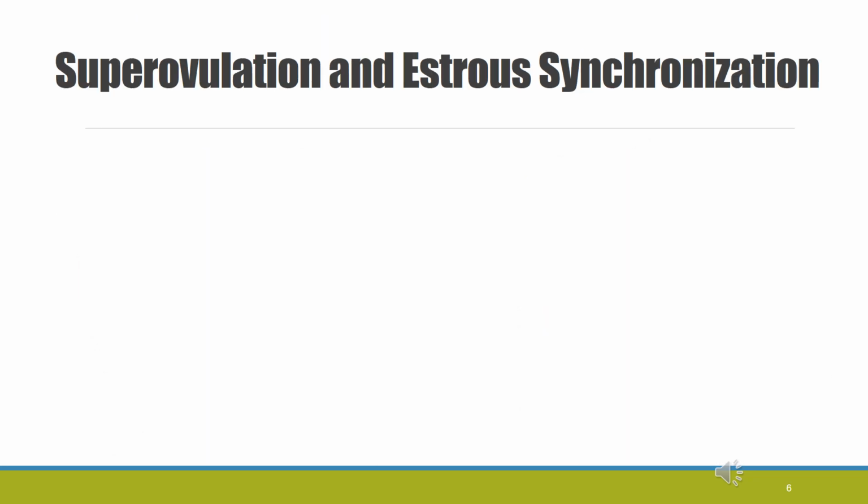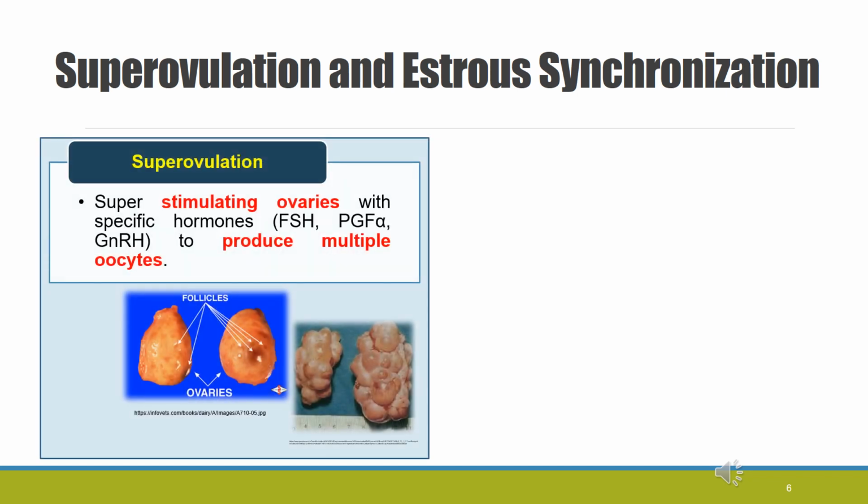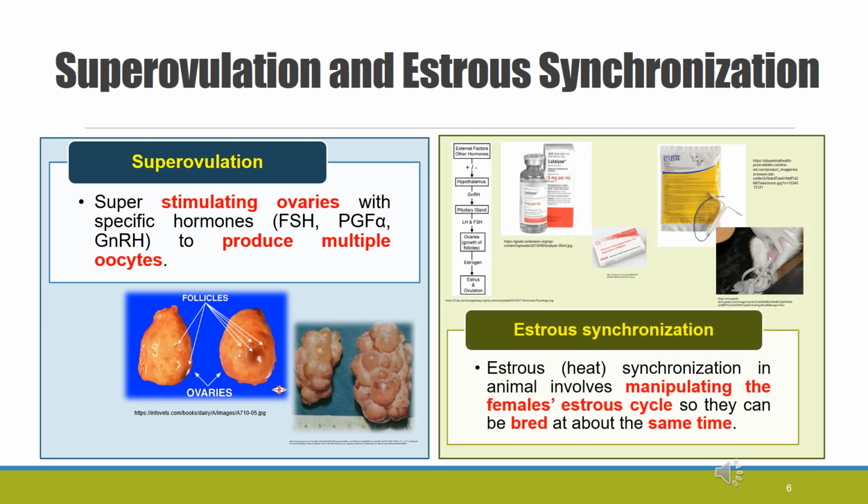Superovulation and estrous synchronization. Superovulation is actually the process of manipulating or stimulating ovaries by using specific hormones such as follicle stimulating hormone, prostaglandin, and also gonadotrophin releasing hormones to produce multiple oocytes in the ovary. Meanwhile, estrous synchronization is the process of manipulating the female's estrous cycle by using specific hormones so that they can be bred at about the same time.